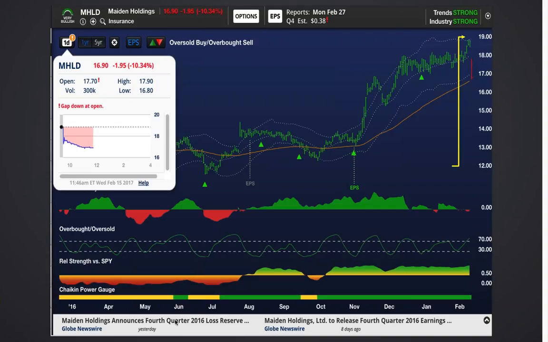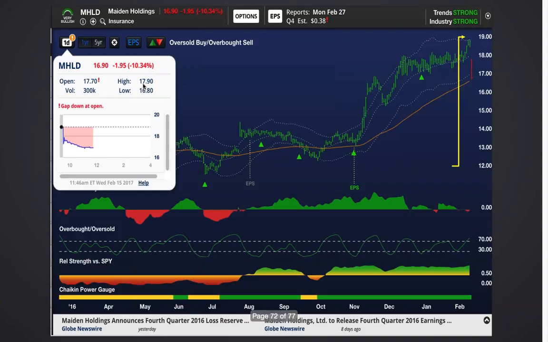The company reported their fourth quarter earnings, that's here on the news slice at the bottom of the chart, a week early and announced a big loss reserve. So by following the discipline, Sandy got lucky. She made a 10% gain in Maiden Holdings in 3 weeks, 3.5 weeks, and she avoided this downdraft, this 10% downdraft, taking it below her entry price.